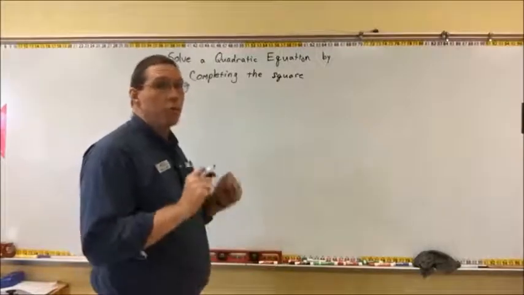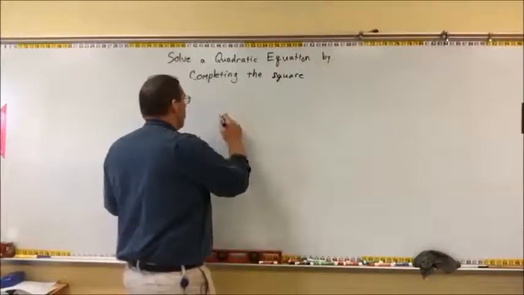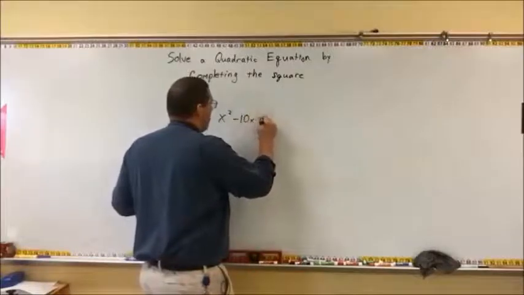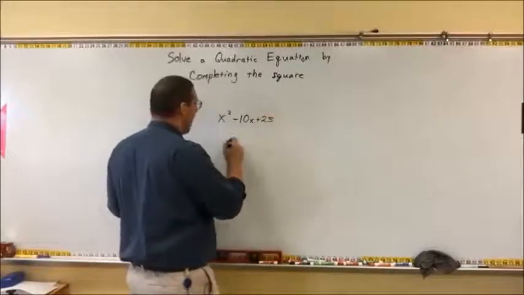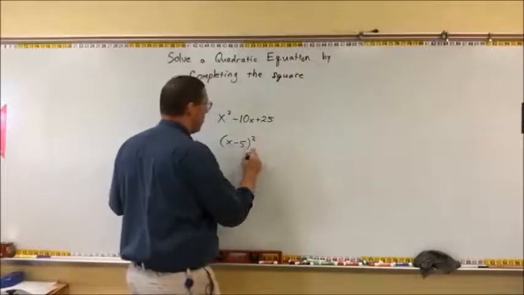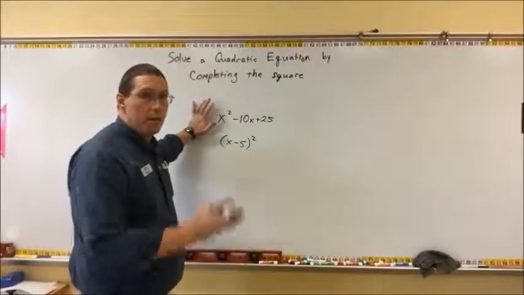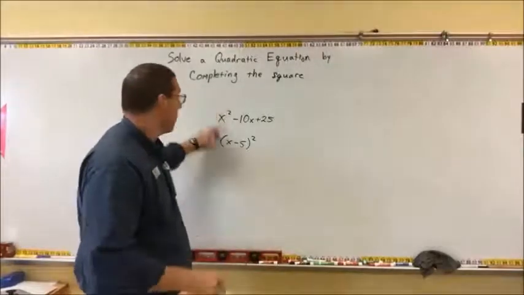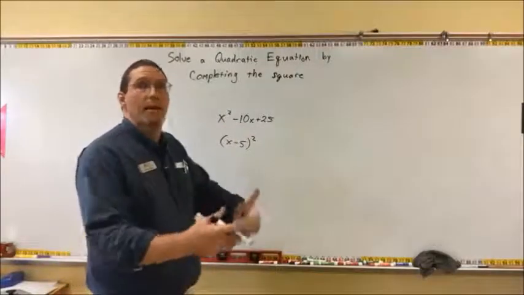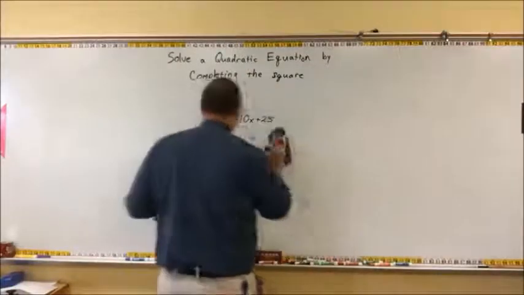Now, in order to solve a quadratic equation by completing the square, here's what you need to remember. You must remember binomial squared factoring, right? So if we have x squared minus 10x plus 25, that factors to x minus 5 squared, right? This is the main piece in understanding how to complete the square, because what we're doing is completing the binomial square. Let me show you how that's going to happen.